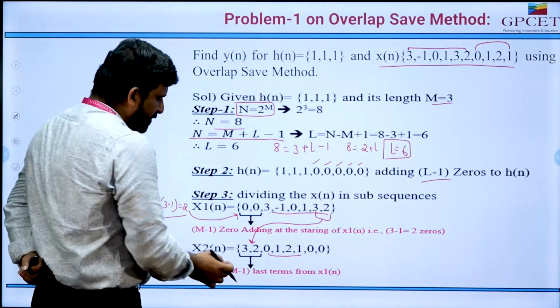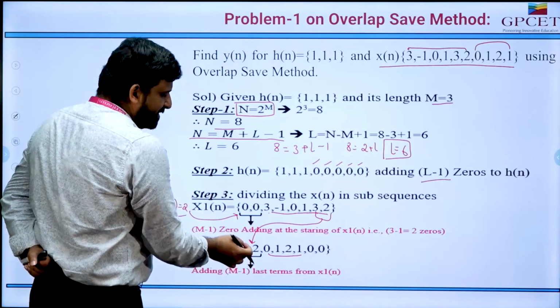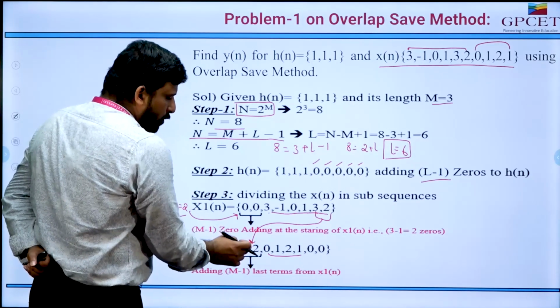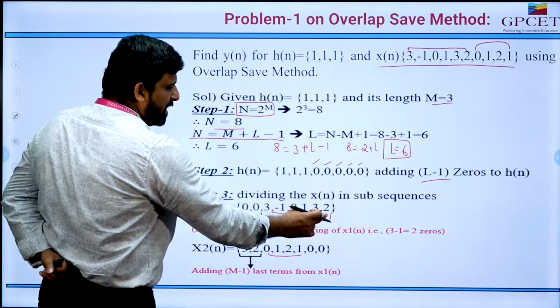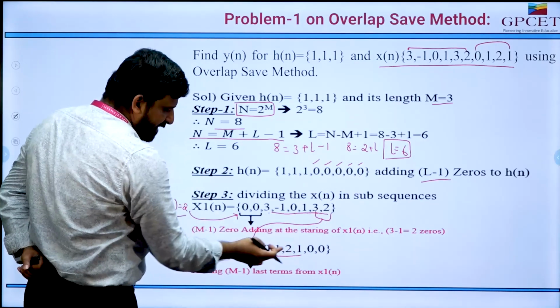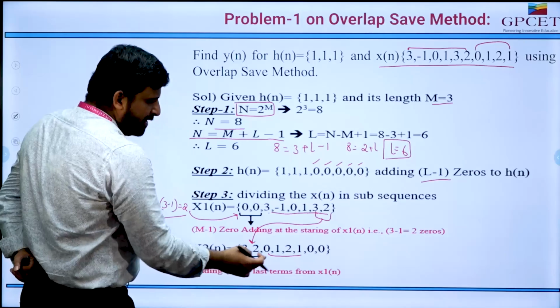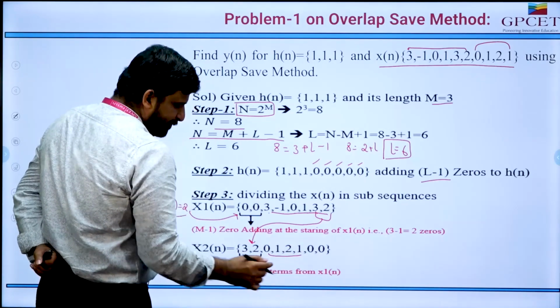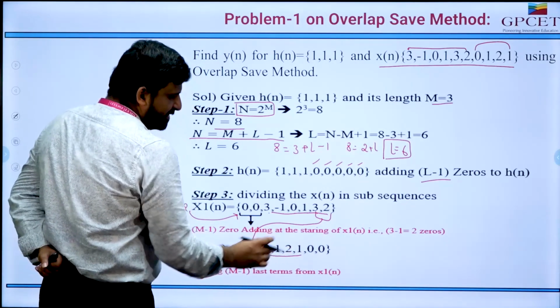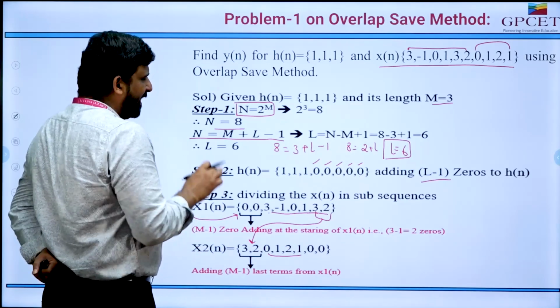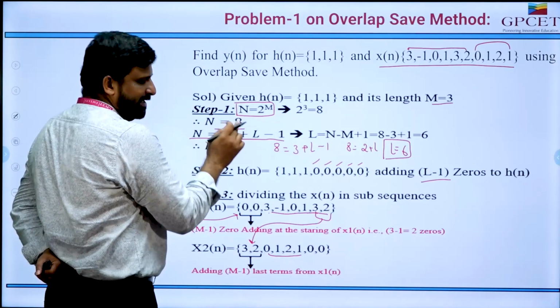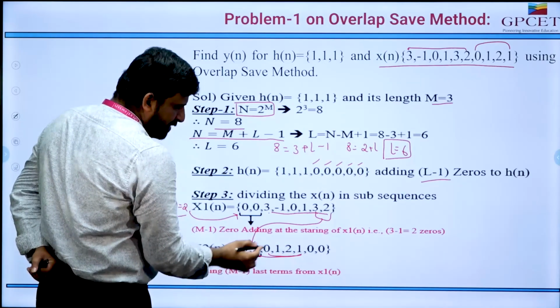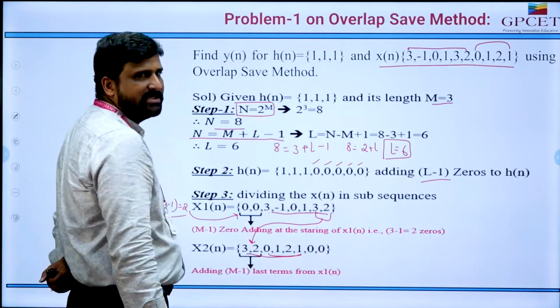I think you are getting it. That is m minus 1, that is 3 minus 1, 2. The 2 last samples of x1 of n are added to the front of x2 of n. And the remaining you need to see: 1, 2, 3, 4, 5, 6. So how many do I still need? I need 2 more, because the length should be equal to 8. Up to now I got 6, so I am adding the remaining terms as zeros.